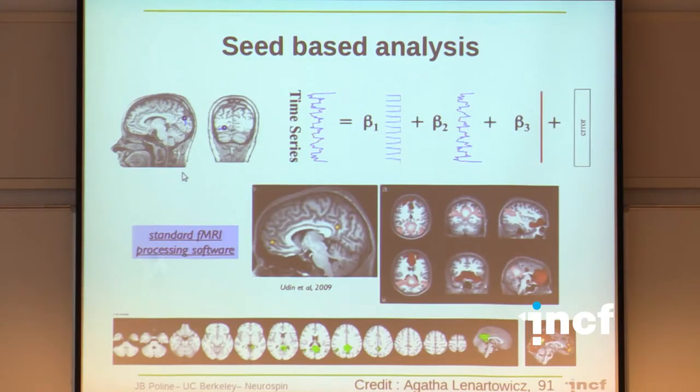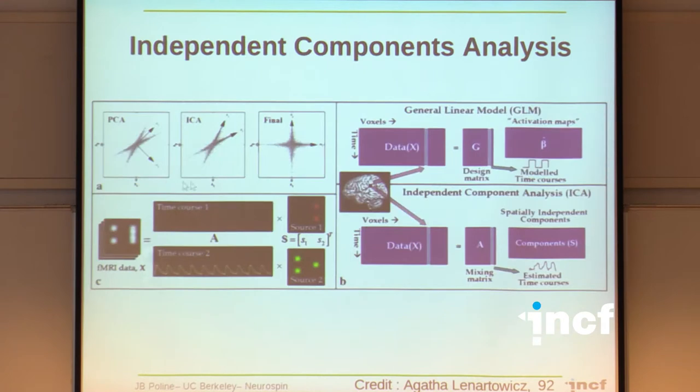The most classic thing is the seed-based analysis. You pick a brain region, you look at the correlation, and you make a map of the correlation with the other brain regions. That is what is called the seed-based analysis. So I'm going a little bit quickly.